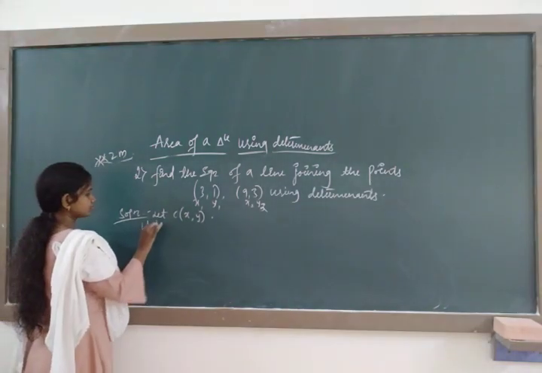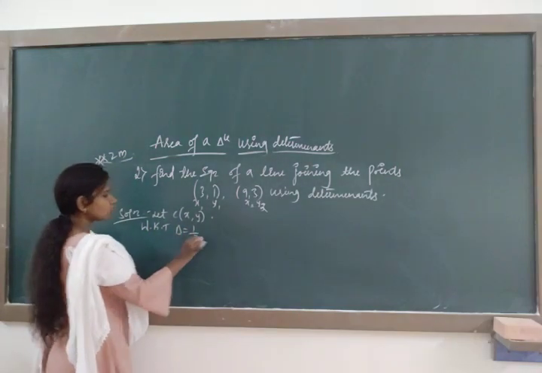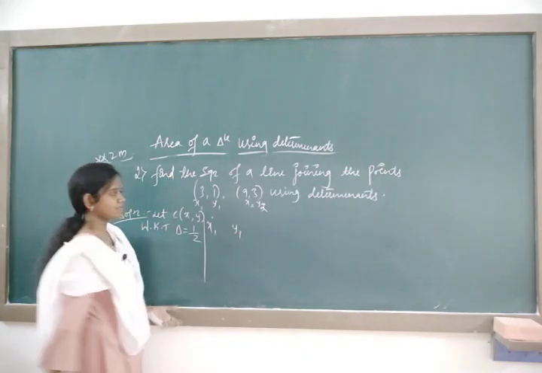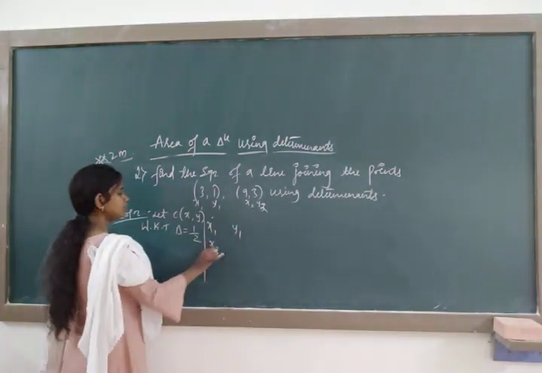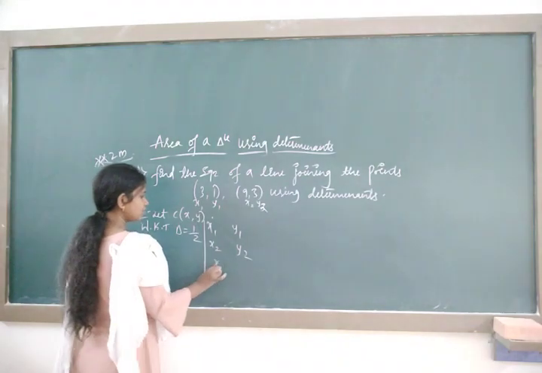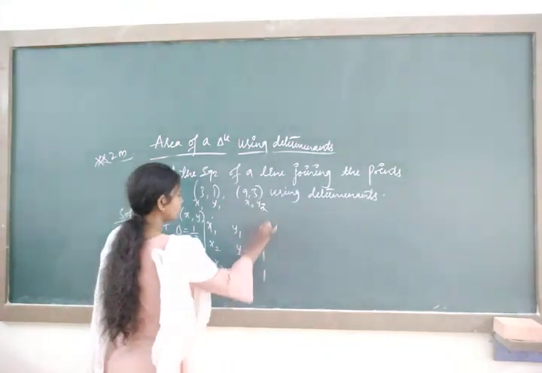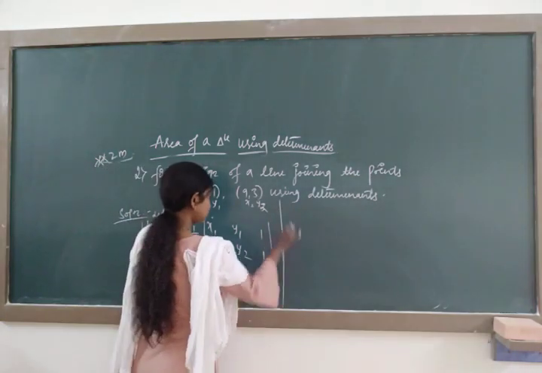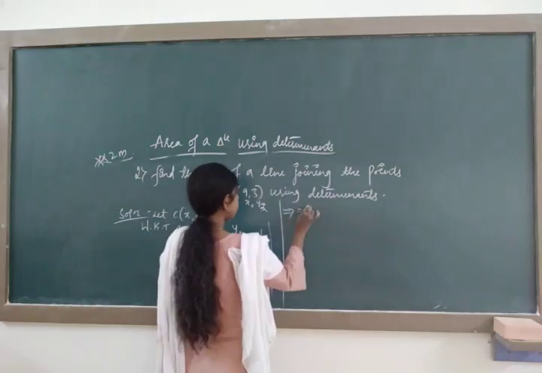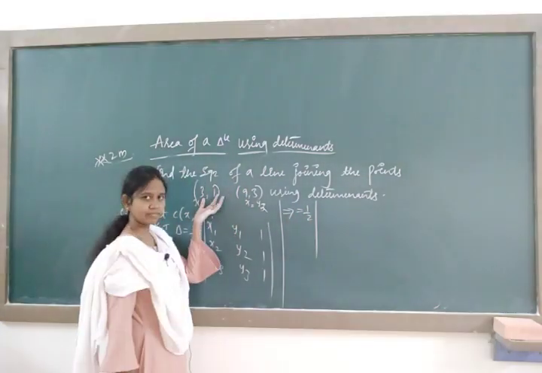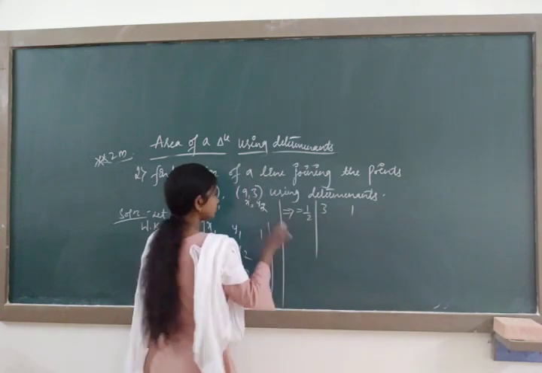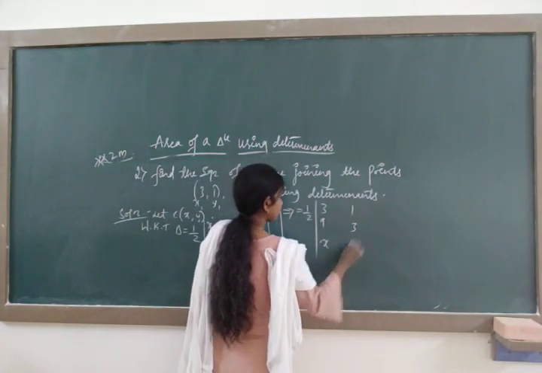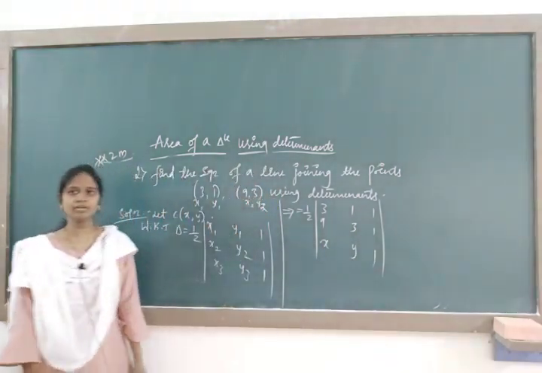We know that delta, or triangle, is equal to half times the determinant. Write x1 y1, then x2 y2, then x3 y3, and fill the last column with 1 1 1. Now substitute the values. What is x1 y1? It's 3, 1. Then 9, 3. What is x3 y3? It's x, y. Now fill the column with 1 1 1.